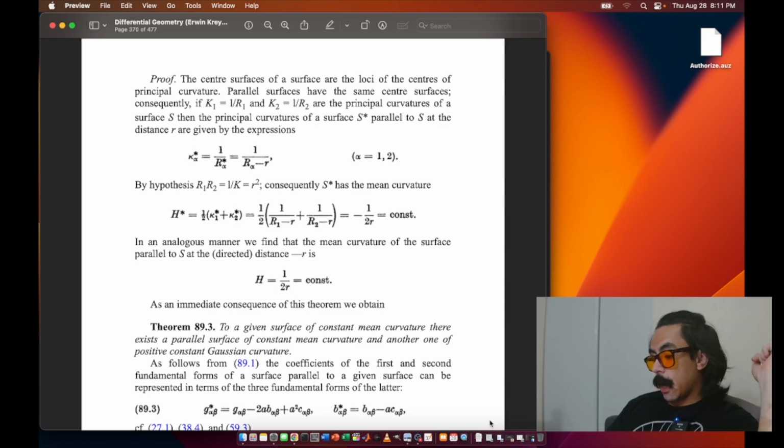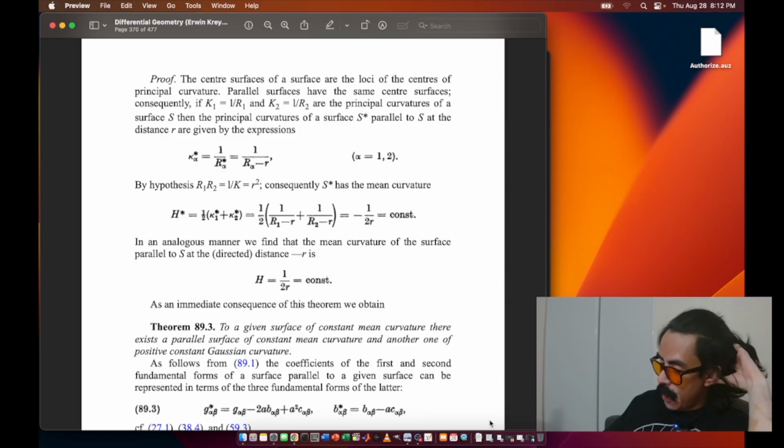By hypothesis, capital R sub 1 times capital R sub 2 is equal to 1 over capital K, the Gaussian curvature, which is equal to lowercase r squared. Consequently, S star has the mean curvature, capital H star, equal to 1/2 times the quantity kappa 1 star plus kappa 2 star closed quantity, which equals 1/2 times the quantity 1 over capital R sub 1 minus lowercase r plus 1 over capital R sub 2 minus lowercase r closed quantity, which equals negative 1 over 2 times lowercase r, which is equal to a constant. In an analogous manner, we find that the mean curvature of the surface parallel to S at the directed distance negative r is capital H equals 1 over 2 times lowercase r, which equals a constant.